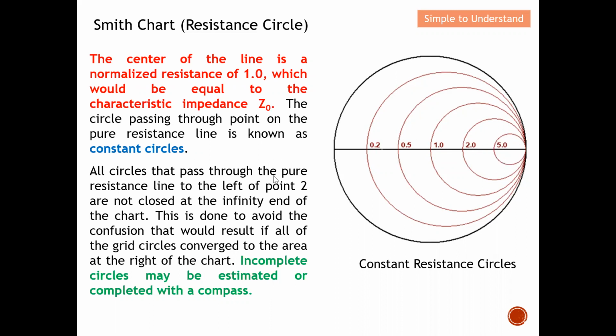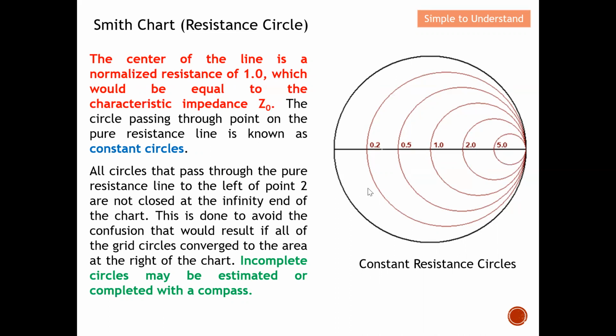All circles that pass through the pure resistance line to the left of point 2 are not closed at the infinite end of the chart. This is done to avoid the confusion that would result if all the grid circles converged to the area at the right of the chart. Incomplete circles may be estimated or completed with a compass.